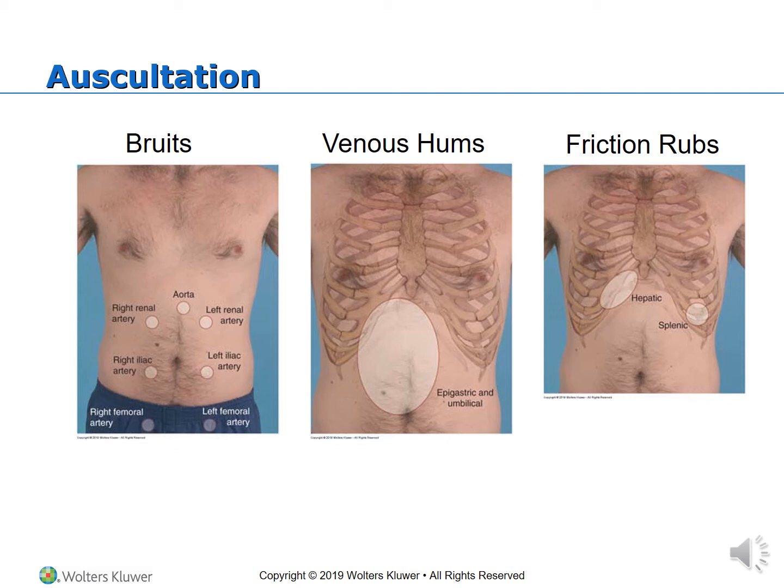Auscultation of the bowel sound should begin at the ileocecal valve just below the umbilicus, a little to the right, and move clockwise. Listen to each quadrant for a full minute. If there are no bowel sounds, then you would listen up to 5 minutes.